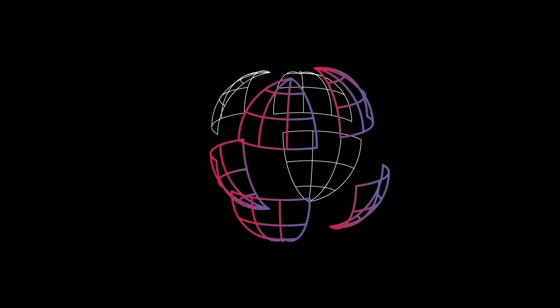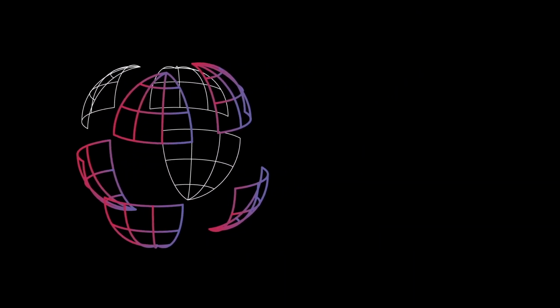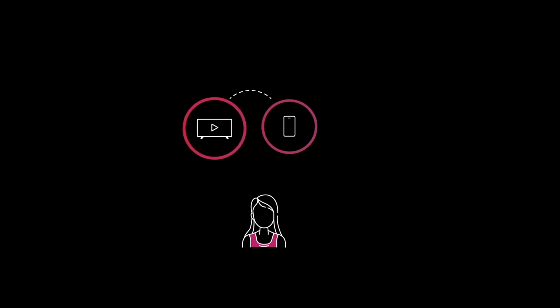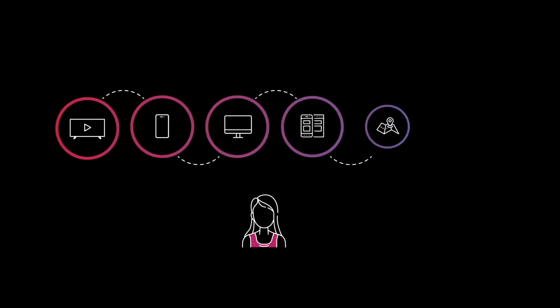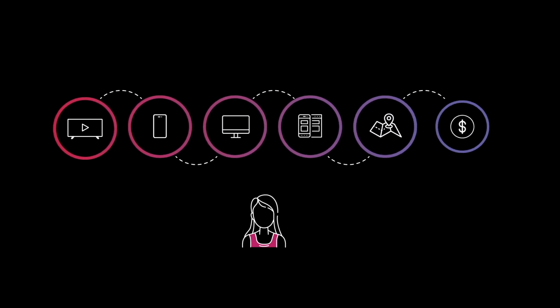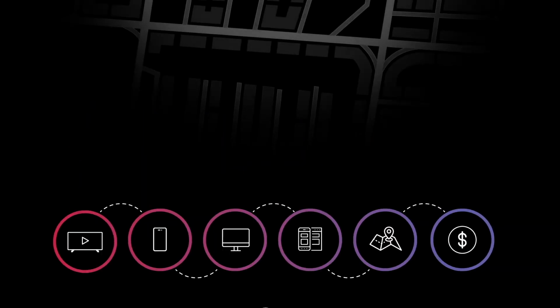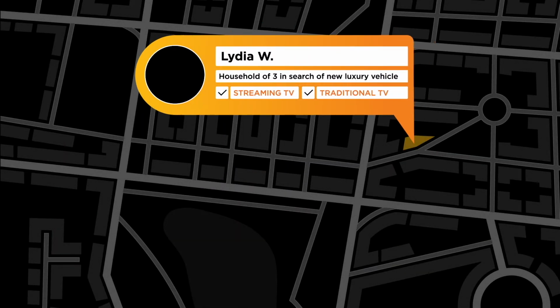In a fragmented media space, one of the most effective ways to win business is to have touch points throughout the customer journey. By becoming top of mind early in the process and focusing on buyers' needs, you can move potential buyers closer to purchase and be there at the end of their journey when they are ready to buy a car. Take Lydia's household, for example.